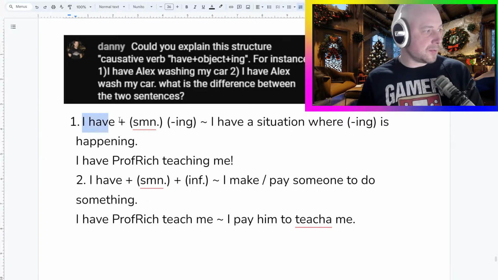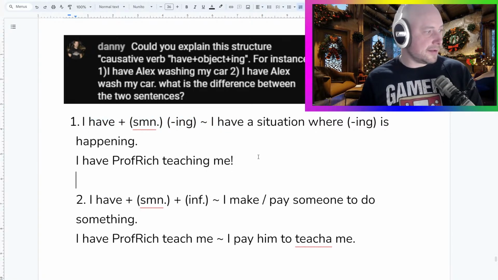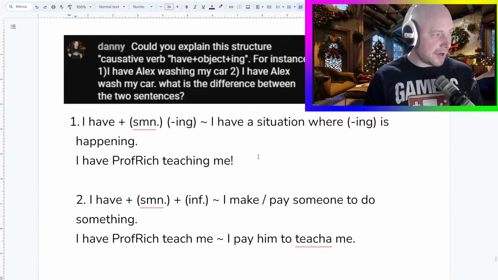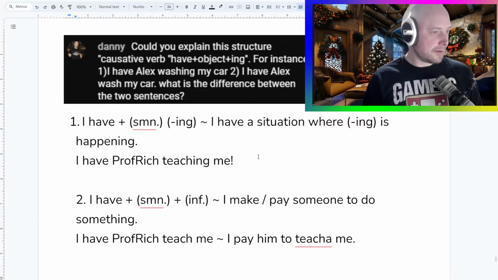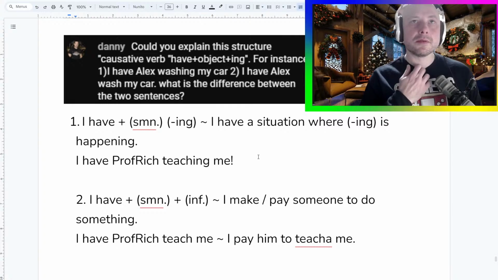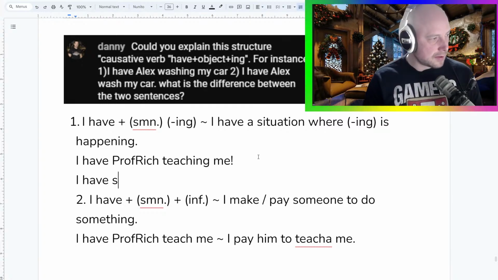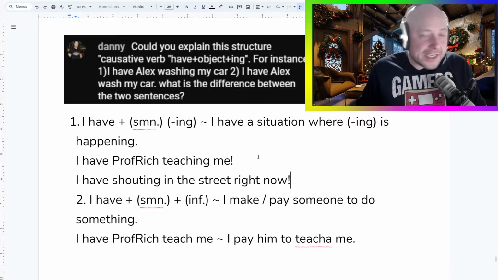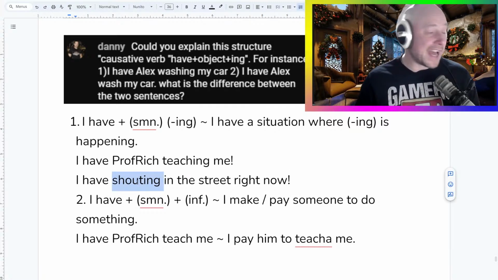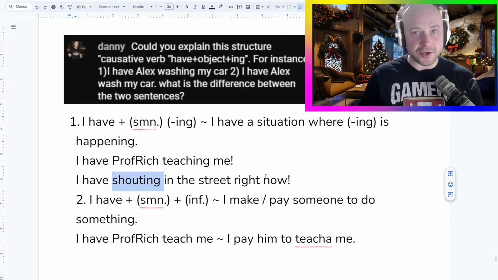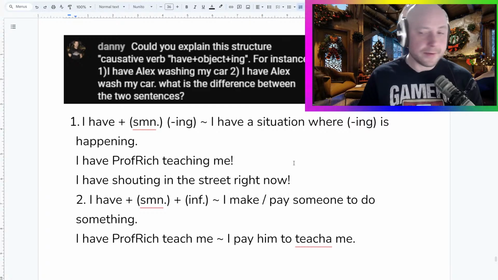And remember with this one as well, you don't actually need the object. You could just say, I have shouting in the street right now. Just means you have that situation. You have the situation of shouting in the street.